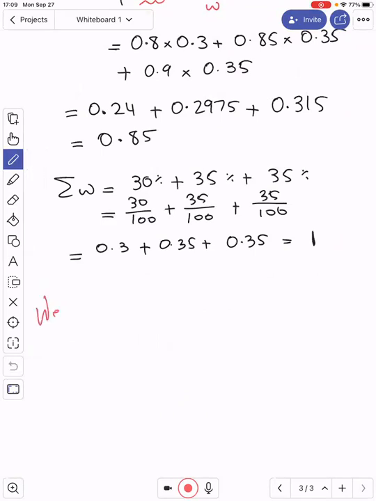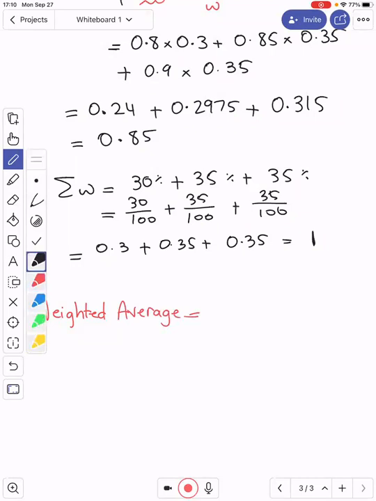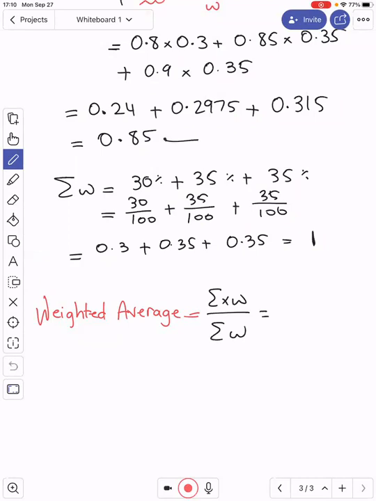So then the weighted average, your course grade, weighted average. It's going to be equal to the sum of the x times the weight over the sum of the weights. So the top, we said it's 0.85. And the denominator, the sum, is just 1. So this is just 0.85.